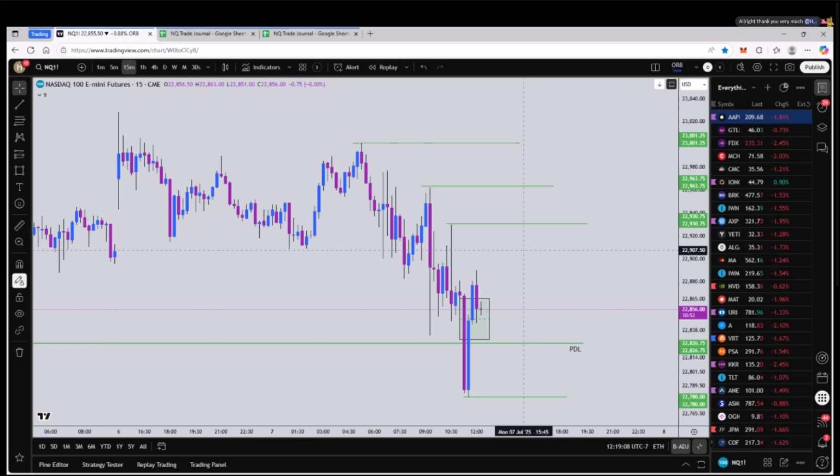Does that make sense, Noopy? Did I say that right? Noopy? And the model is just telling you how your price action is supposed to do.